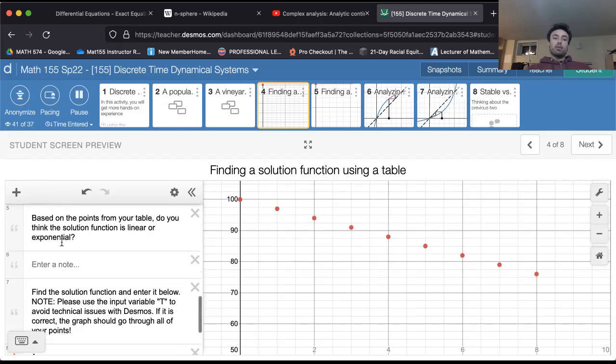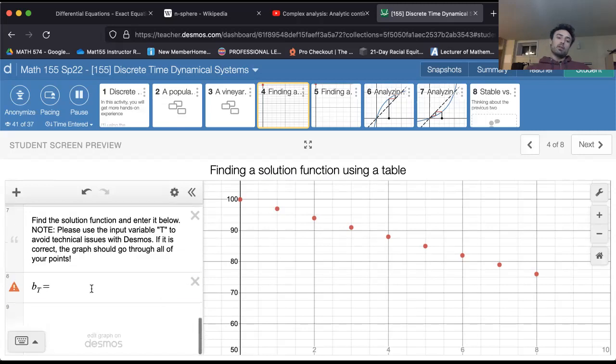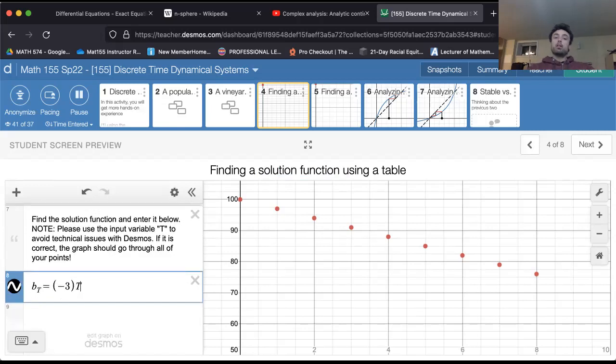All right, based on the points, do you think your solution function is linear or exponential? Well, this looks pretty linear to me. Find the solution function. Okay, so I was subtracting 3 over and over and over, and that tells me that what I have is a multiplication with -3 as a part of it. But then I also have an initial condition, and I started out at 100. So there's my line. There's my solution function.